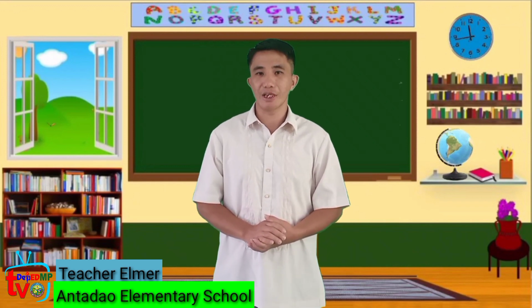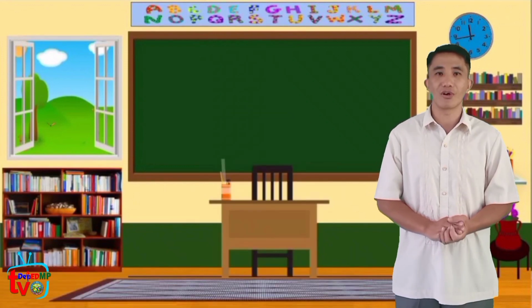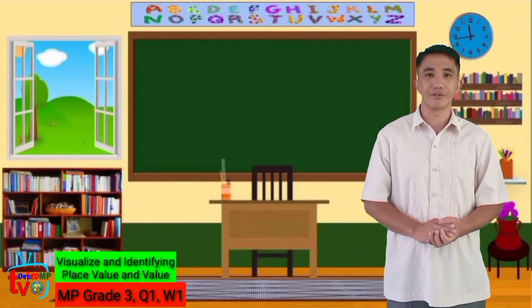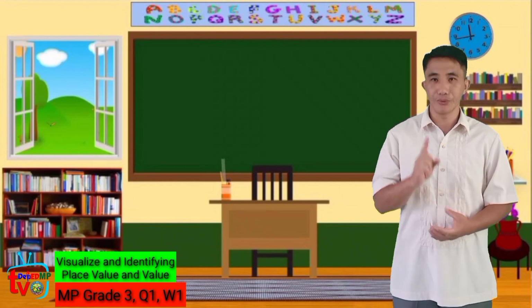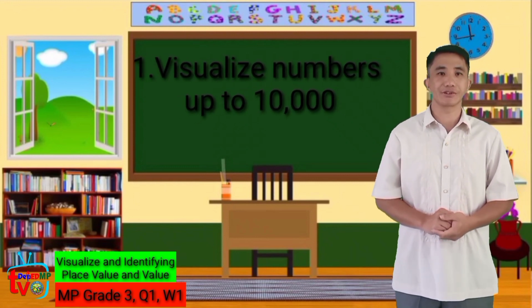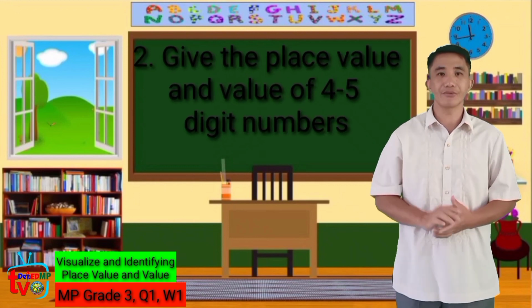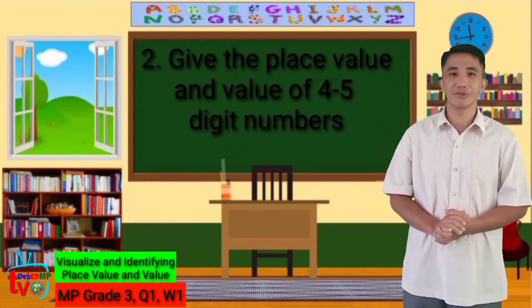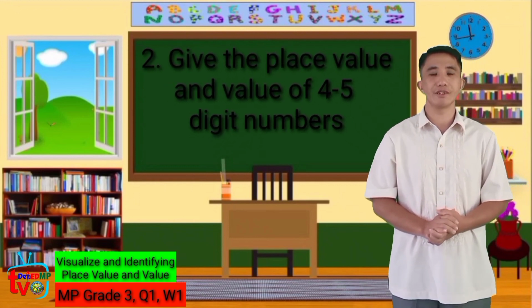What I will be discussing to you is all about visualizing numbers up to 10,000 and also giving the place value and value of each digit. Therefore, at the end of the lesson, you are expected to, number 1, visualize numbers up to 10,000, and the second one, give the place value and value of 4 to 5 digit numbers.